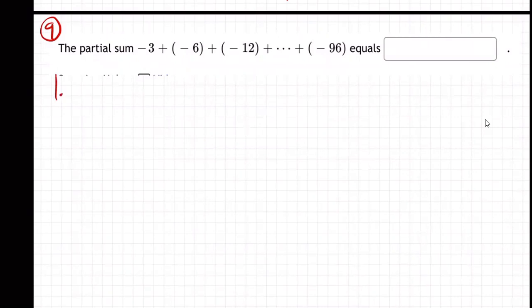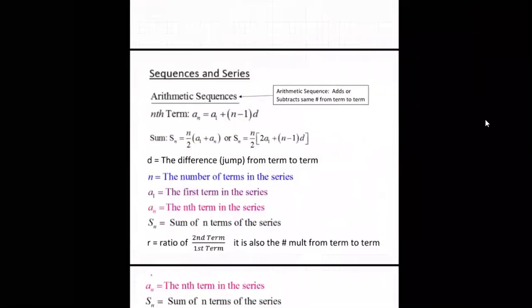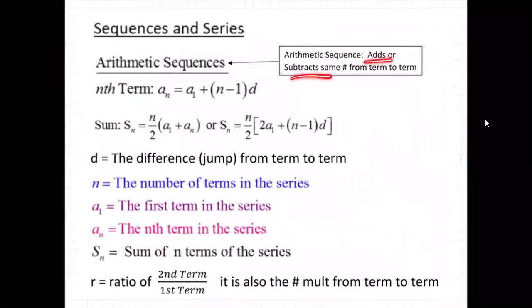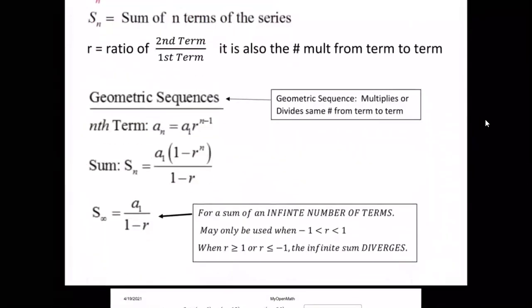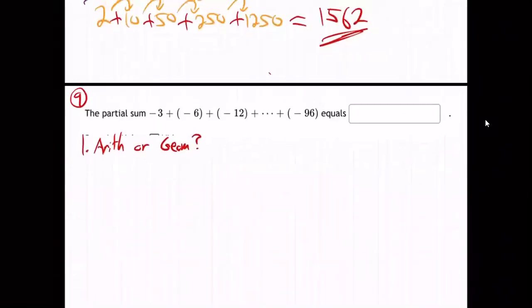First thing you've got to figure out is, is this arithmetic or is it geometric? Well, if you look at the notes, arithmetic, geometric notes here. Arithmetic is when you add or subtract the same number from term to term. And geometric is when you multiply or divide the same number from term to term. So which one is this? Are we adding or multiplying?